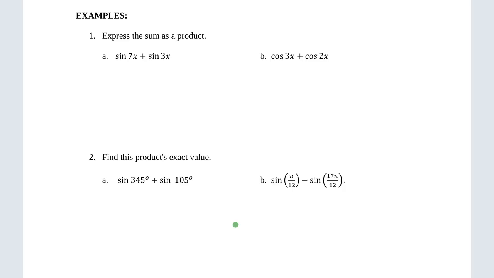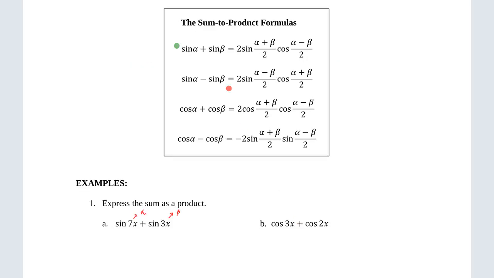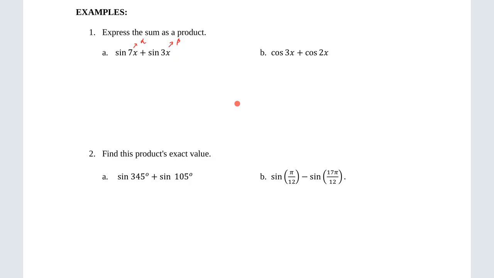Given here we have sine 7x plus sine 3x. Once again, I'm going to represent this 7x as angle alpha, and 3x as my angle beta. I can see that I have a sum of two sine functions, so I'll go back to show you what formula I'm going to use. In this case, I am using the first formula right here, following exactly this statement and replacing angle alpha and angle beta with 7x and 3x.